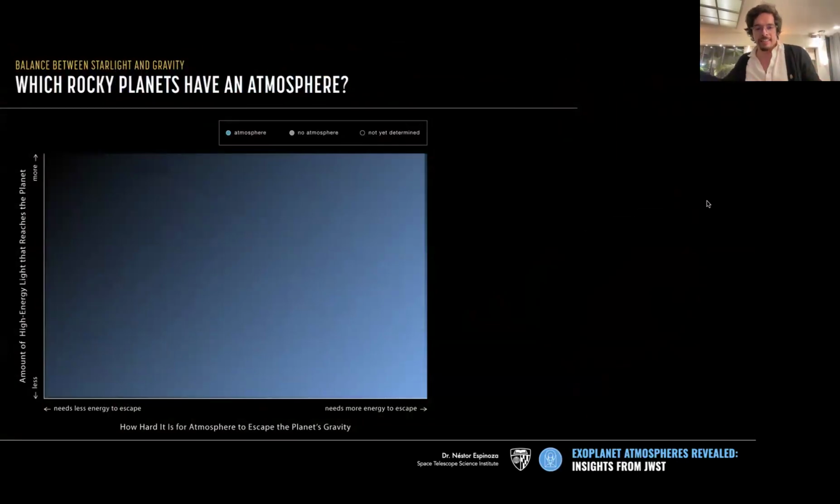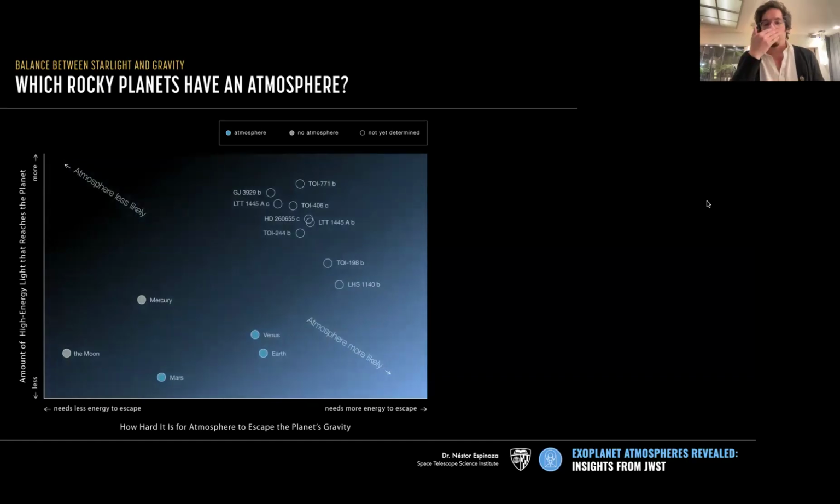So in the x-axis here, I'm plotting how hard it is for the atmosphere to escape the exoplanet, the planet's gravity, and then the y-axis is how much radiation the planet gets, with up being more radiation on the planet. Basically, you want to be in the bottom right. You want to be in that zone in which your planet really holds on to its atmosphere and you have a low amount of radiation. Because if you're in the other corner, in the upper left, then you have a star that is really bombarding you with radiation, and your planet is too small to hold on to the atmosphere, like in the worst case, in the worst part.